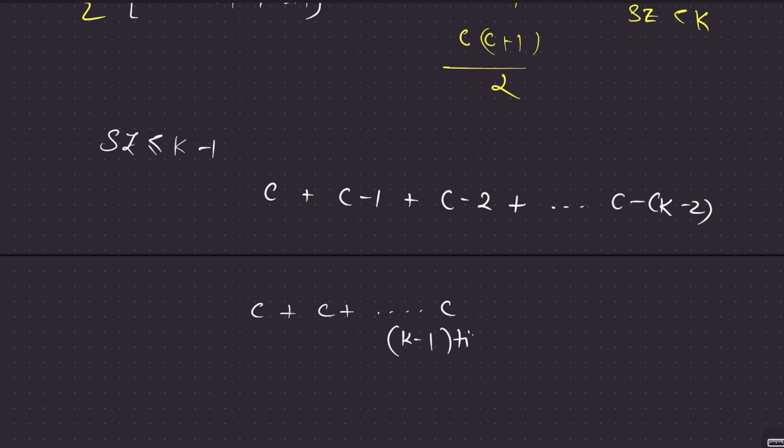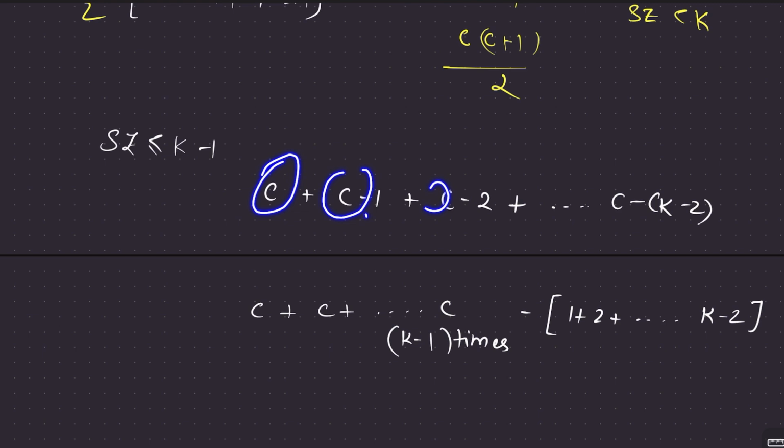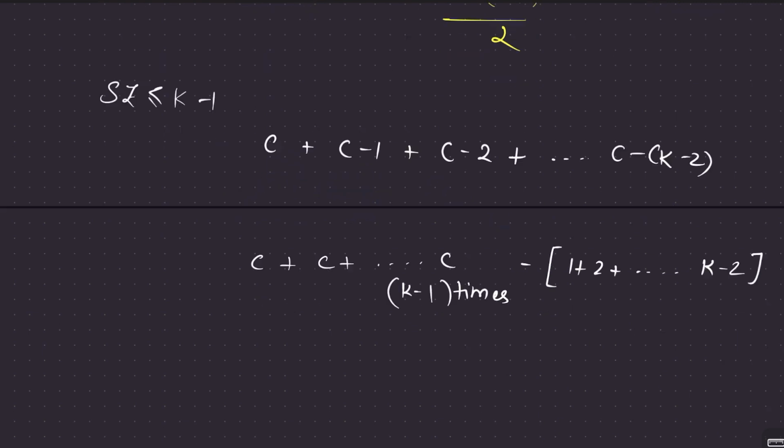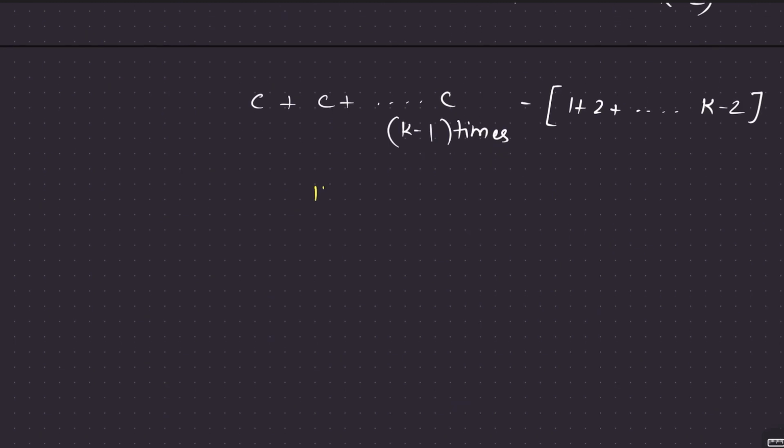So this will be k minus 1 times, and if I take minus common from all of them, we have 1 plus 2 plus so on till k minus 2. Good, I've done nothing, I've just separated out the c's and the 1, 2, so on till k minus 2. So this is k minus 1 into c, right? What is c? c is the size of the subsegment whose size is greater than or equal to k. This we already know how to find out.